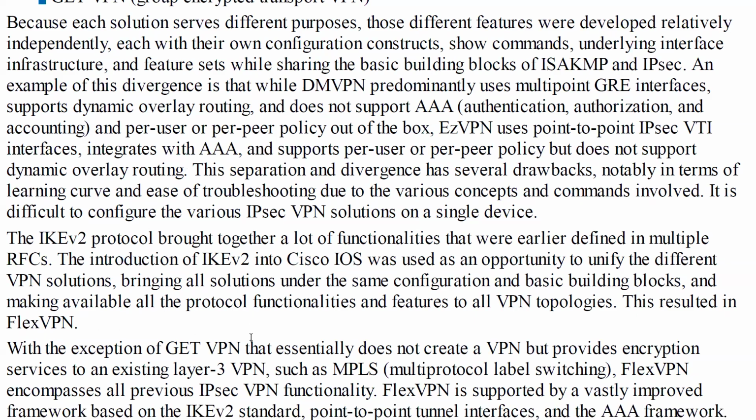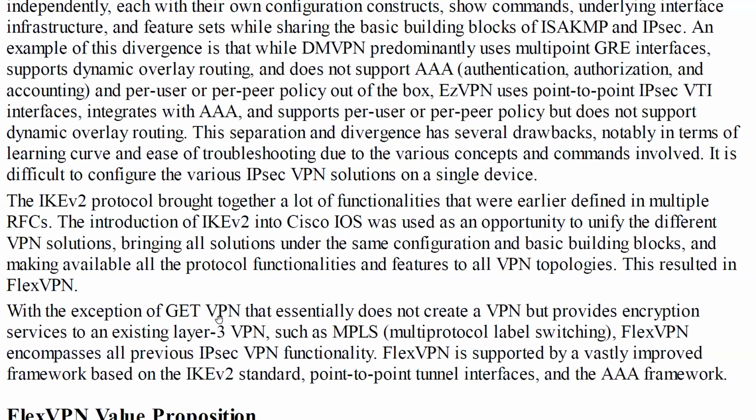Clear? Now, with the exception of GETVPN, because GETVPN is not really creating a VPN, but it provides an encryption service to an existing layer 3 VPN. That means you already have a layer 3 connection, and to that you just provide encryption, right? Phase 2 configurations we were downloading from the key server, right? And this is basically used in MPLS kind of environments, okay?